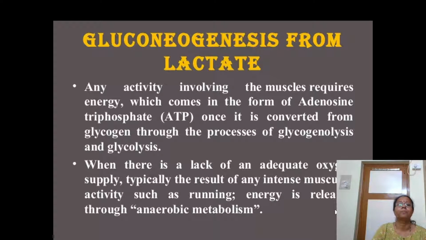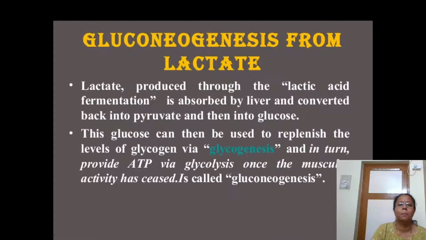Okay. Now, see the importance of this reaction is, any activity involving the muscle requires energy. Okay. And where does this come from? ATP, once it is converted from glycogen through the process of glycogenolysis and glycolysis. See, when there is a lack of an adequate oxygen supply, typically as a result of any intense muscular activity such as running, energy is released through anaerobic metabolism.